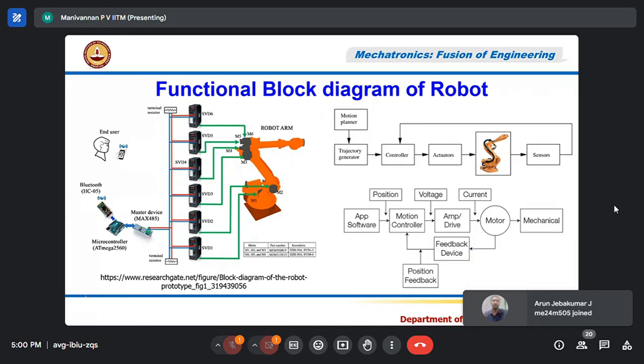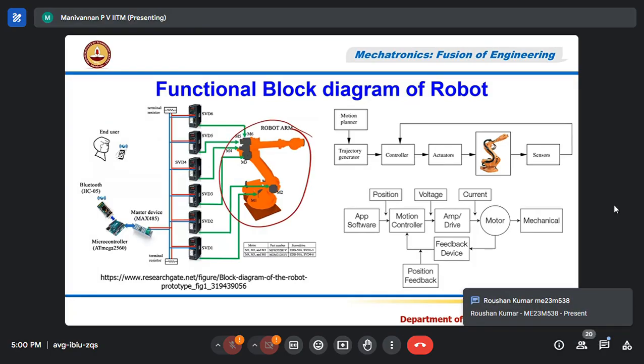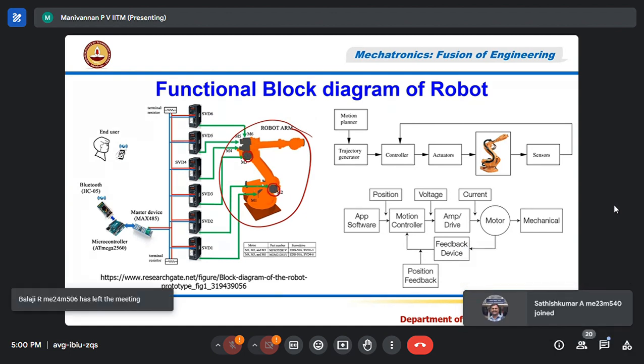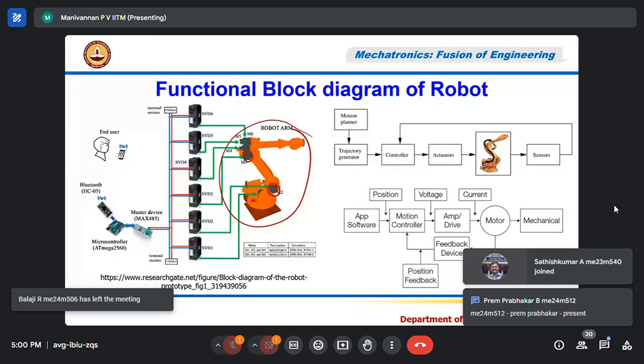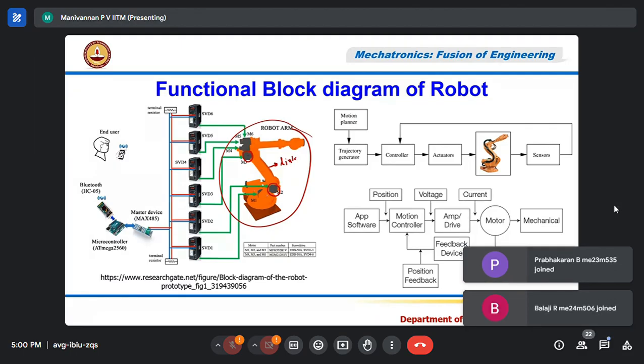The robot has a mechanical structure made of joints and links. Already told, each joint is controlled by an actuator, generally a motor. And if you activate the motor, the joint will work. As I told you, this link is connected to this link.